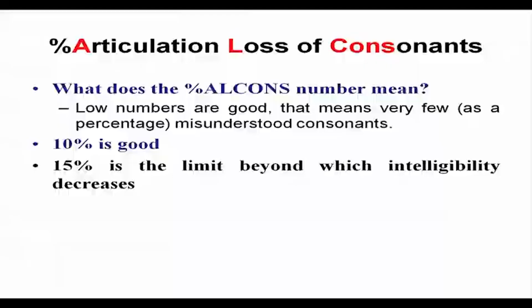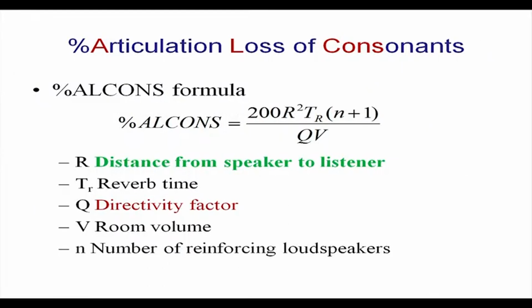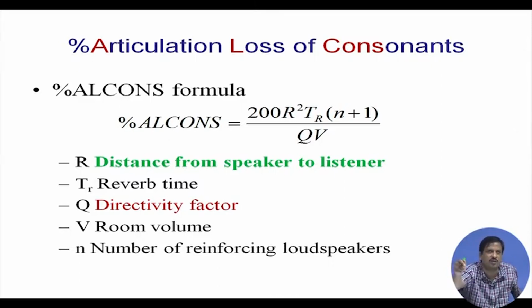Okay. Now, how do you calculate percentage Alcons? The formula is given. If the room parameters are given, R is the distance from the speaker to the listener. So, if I want to calculate the percentage Alcons for a given seat, I need the reverberation time of the auditorium, the volume of the auditorium, the directivity factor depending on the placement of the loudspeaker, and the number of reinforcing loudspeakers in that auditorium.